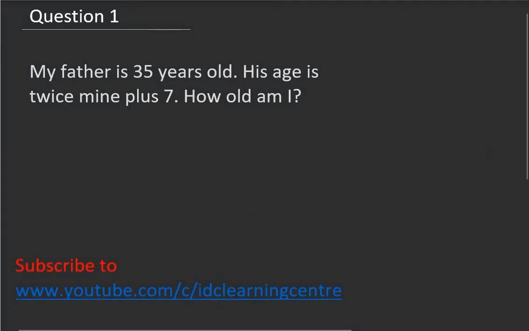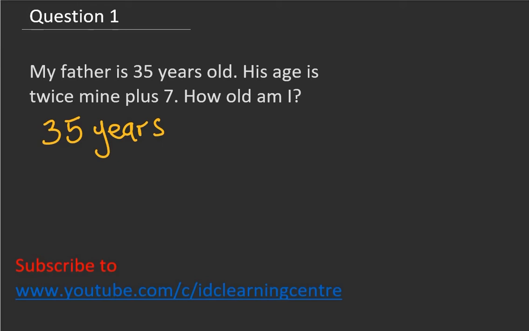Question 1. My father is 35 years old. His age is twice mine plus 7. How old am I? In this question, the question says the father is 35 years old. Take note of this. Okay, this is the father's age. Now, the son's age was not given, so let it be any letter of your choice. I like using letter X, so let X stand for the son's age.